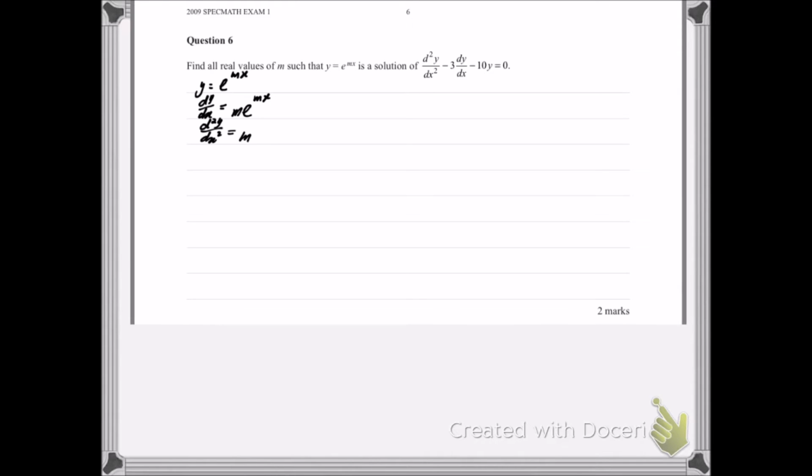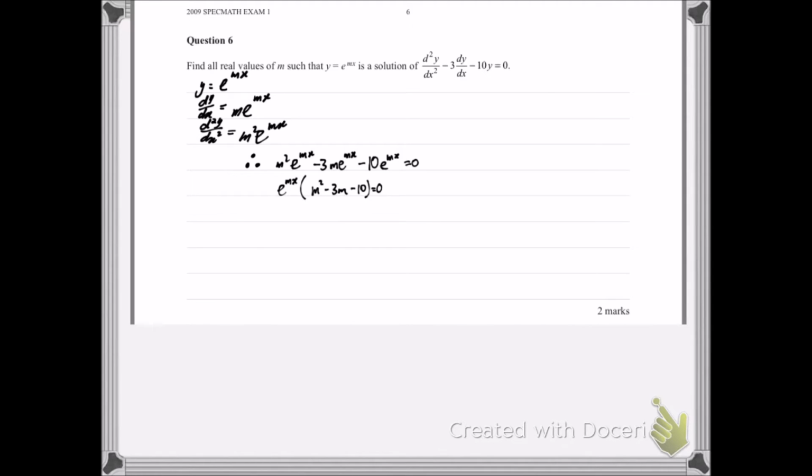So the first derivative, these derivatives are easy. You're just multiplying the coefficient of x at the front of the exponential. Now, let's substitute them into the DE. There we have it. And as you can see, e to the power of mx is a common factor in each term, so let's factorize. And you get a quadratic as the bracket.